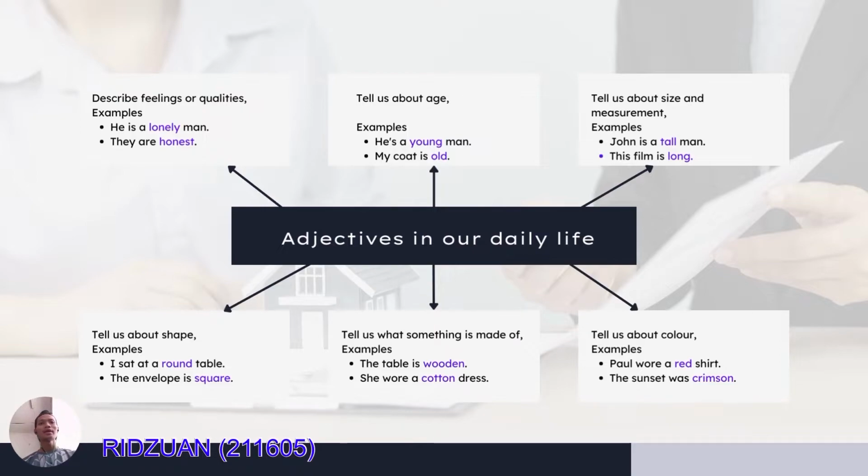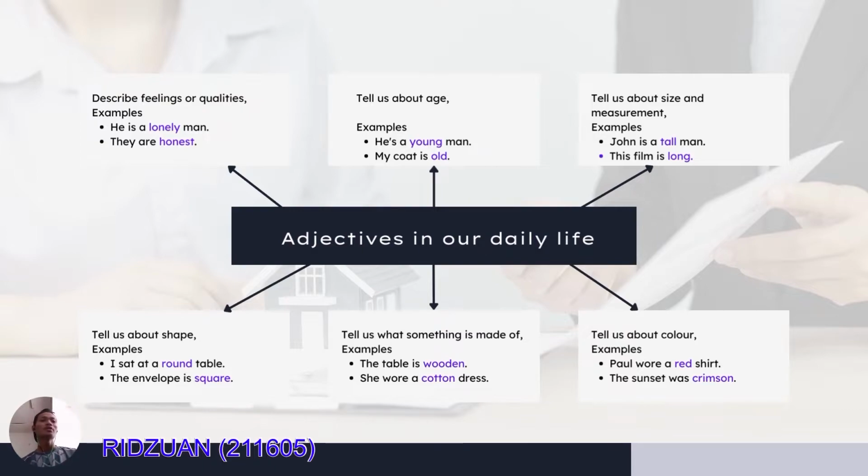Next, adjectives tell us about size and measurement. For example, John is a tall man. The film is long. So tall and long are adjectives. And the next, we use adjectives when we want to tell about color. For example, Paul wore a red shirt. The sunset was crimson. So red and crimson are adjectives. Next, they tell us what something is made of. For example, the table is wooden. She wore a cotton dress. So wooden and cotton are examples of adjectives.